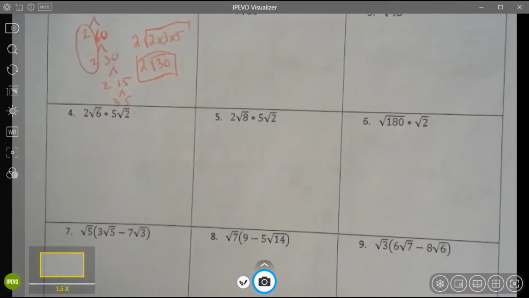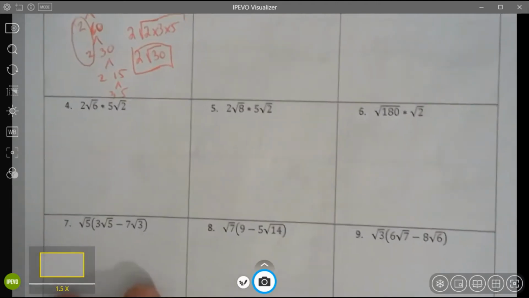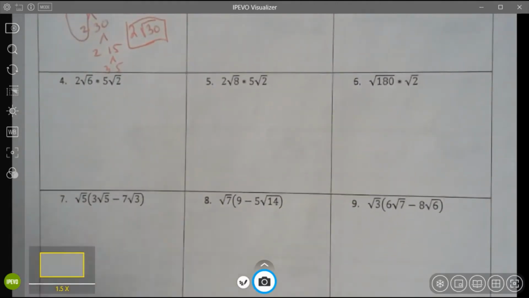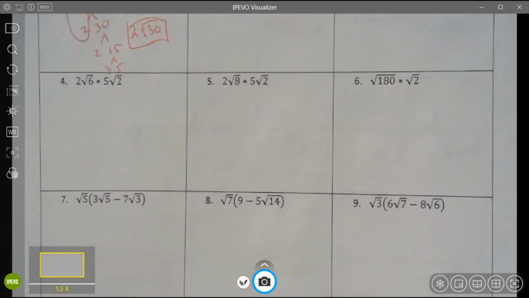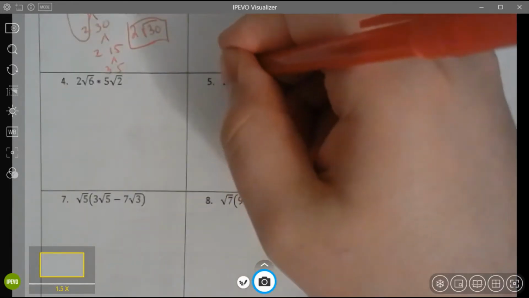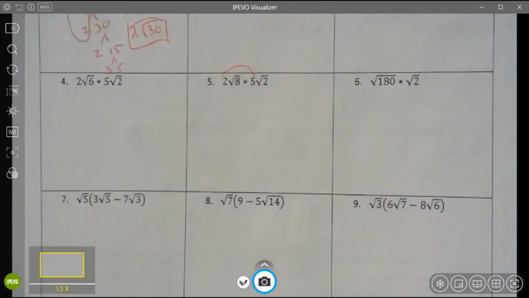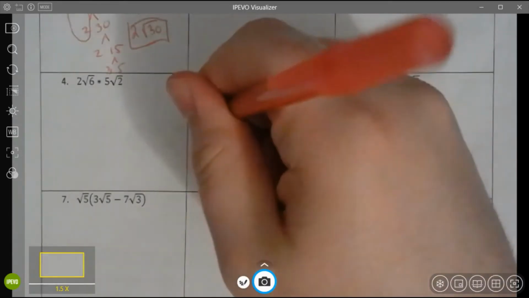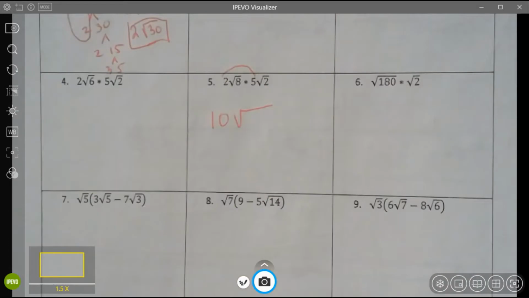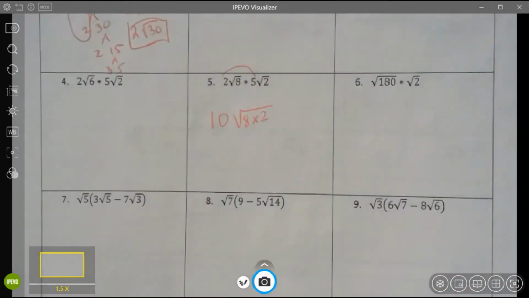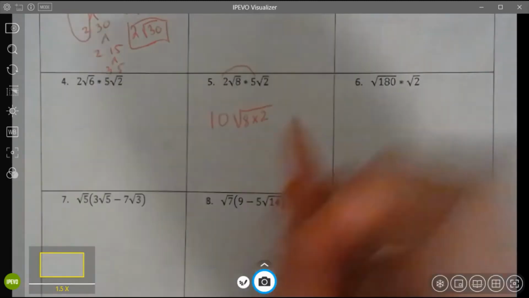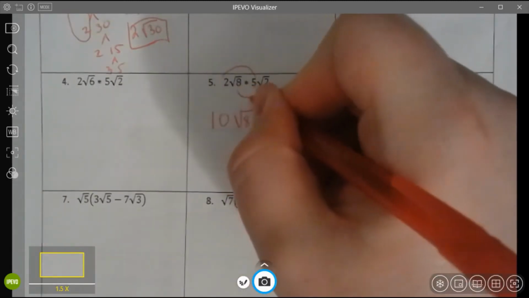Let's go ahead and do one like number 5. So I have 2 square root of 8 times 5 square root of 2. So when you're multiplying, you're going to multiply what's outside together. So we'll multiply the 2 and the 5 together. So 2 times 5 is 10. And then we'll multiply the insides together. So 8 times 2.